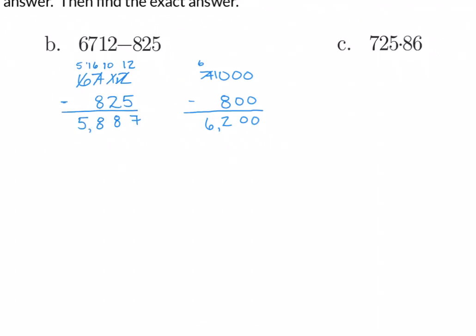So 5,887. Is that close to 6,200? Again, it may not round to this answer, but they are close enough together for me to say that we did our computations correctly. All right, and the last one we have is example C.